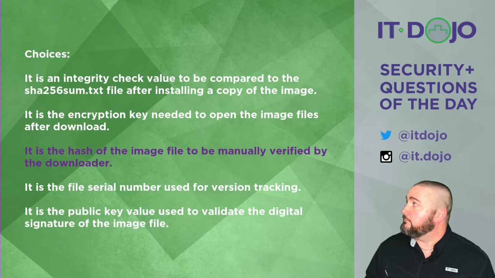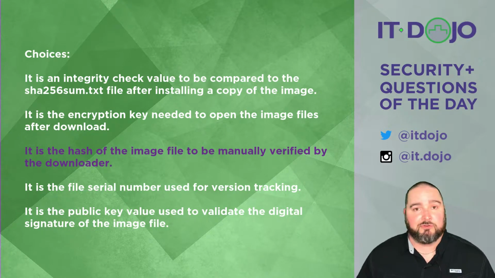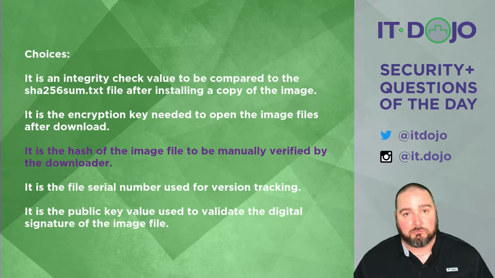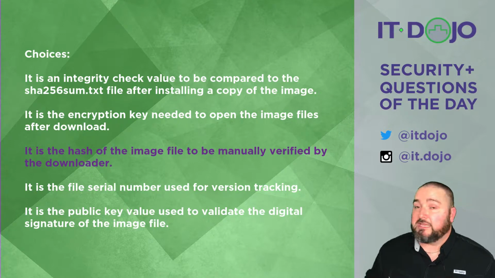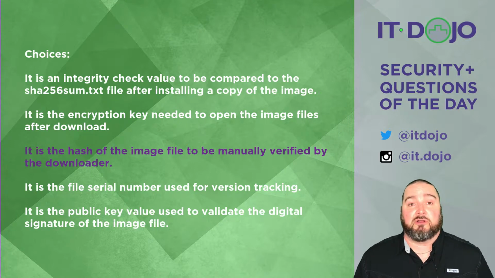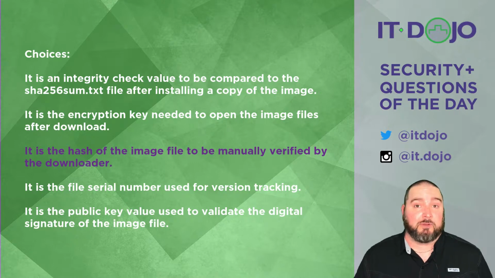Fourth option sounds good, but is wrong, that it's the file number or a serial number used for version tracking. Again, no, that's not at all what this number is. And then the very last choice on the list says that it is the public key that's going to be used to validate the digital signature of the image file. Again, that's a very compelling sounding answer, but also not the right answer.